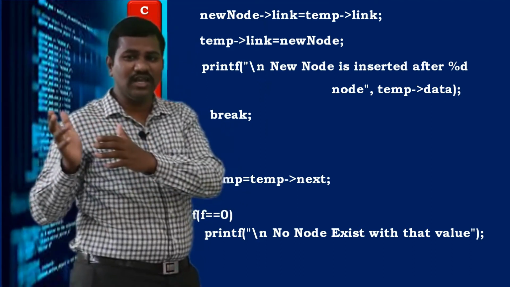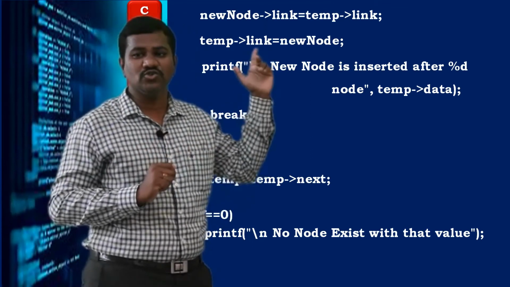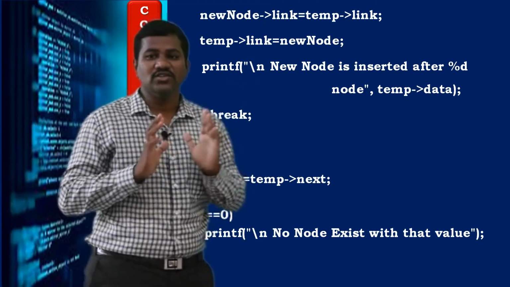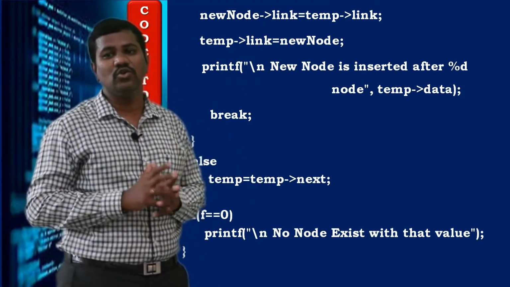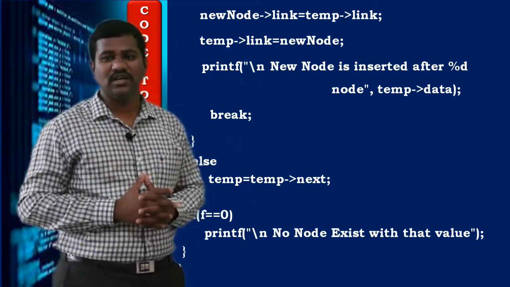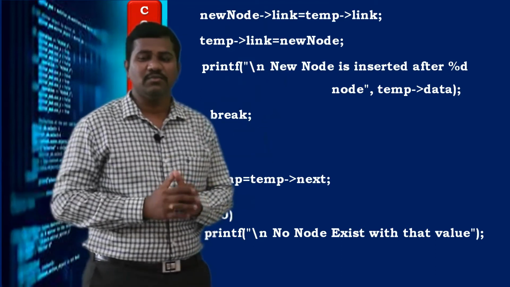After establishing that link, now we need to establish a link between temp and new node. Temp link should contain new node, right? So after establishing the links, I'm giving a message to the user that new node is inserted after %d node, that is temp arrow data, and then break. That means we need to stop the process.